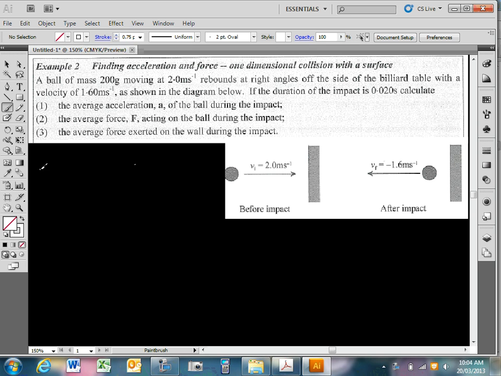To find the average acceleration. Acceleration equals the change in velocity divided by the change in time. We know this. I'll just have a look at my notes very quickly so I know I'm on the right track.